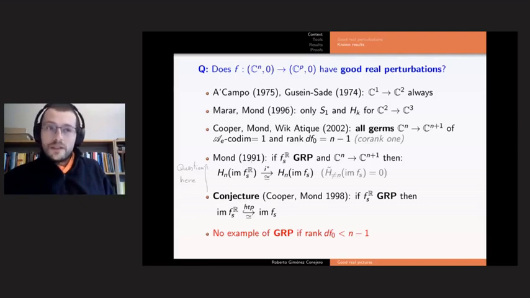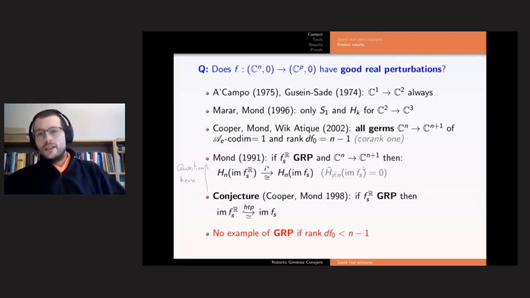This conjecture was already a question in another paper, and we solve the conjecture, and we even solve a generalization of the conjecture for other dimensions, because this is only for Cn to Cn+1. We solve it for Cn to Cp with an extra condition.